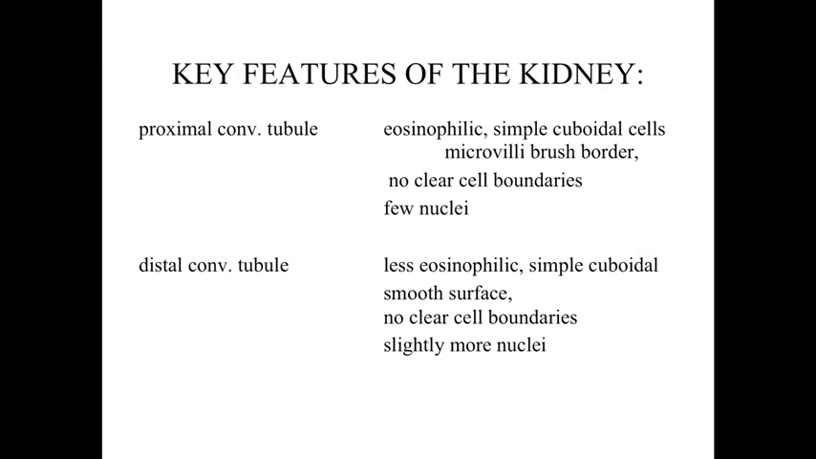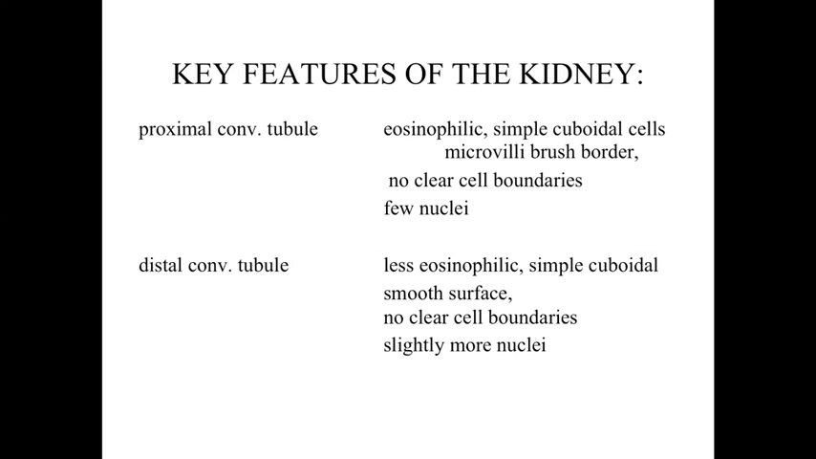We take a look at the key features of the structures within the kidneys. Our proximal convoluted tubules, we said, were going to be relatively eosinophilic. Simple cuboidal cells with microvilli along their surface, giving it a rough or brush border type appearance. No clear cell boundaries between the cells because there's a lot of interdigitation. Fewer nuclei are going to be present there because these are wider cells, and so not every plane of section through the tissue is going to have a nucleus from that cell being present.